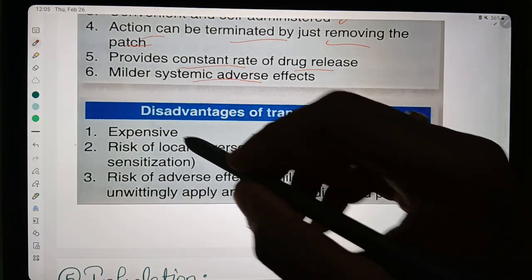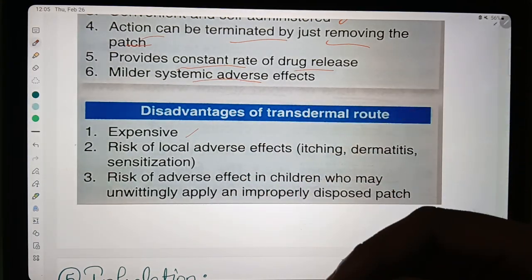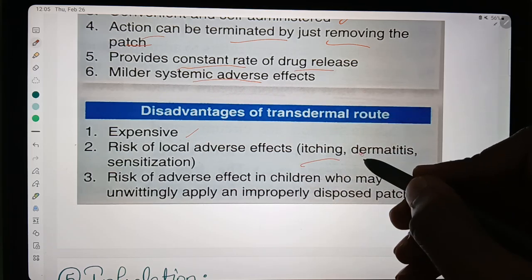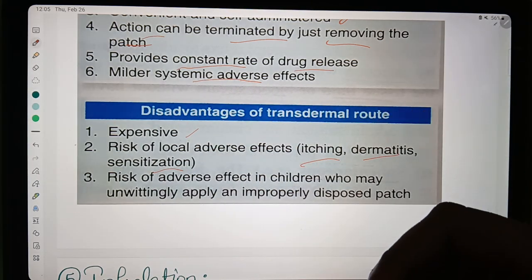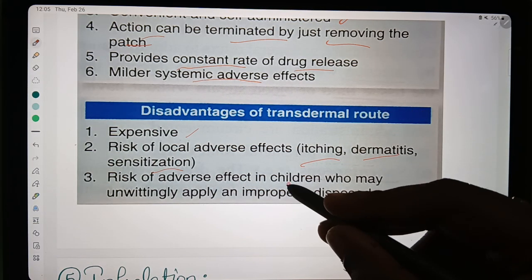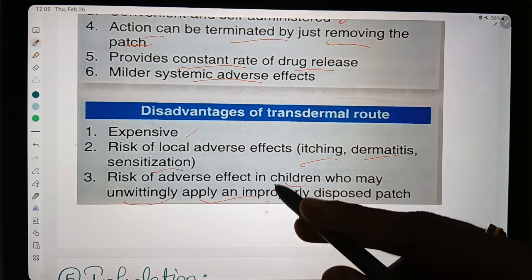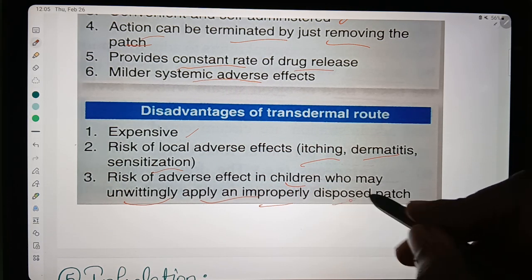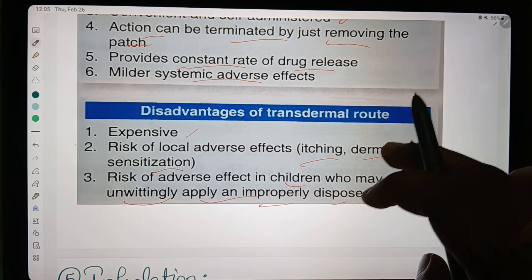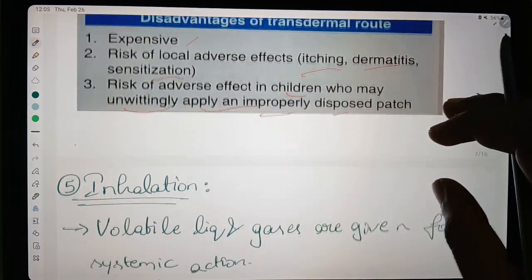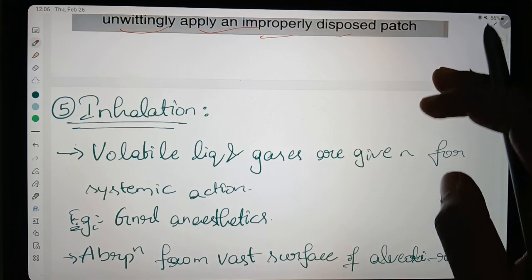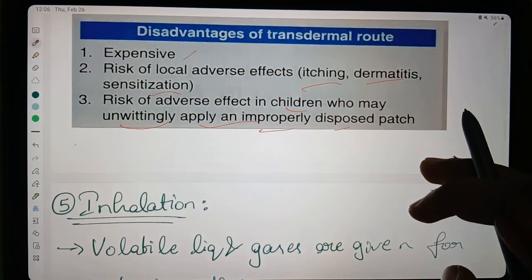Okay, disadvantages: it is expensive, and ointments can cause itching, dermatitis, and sensitization. Children may unwittingly apply the ointment improperly, and they can cause some actions. Allergies like that, those reactions will occur.